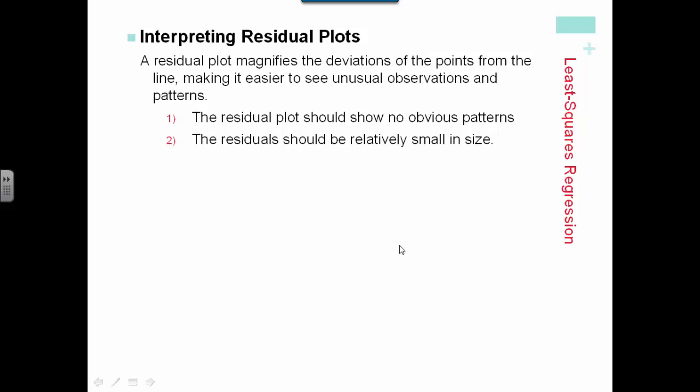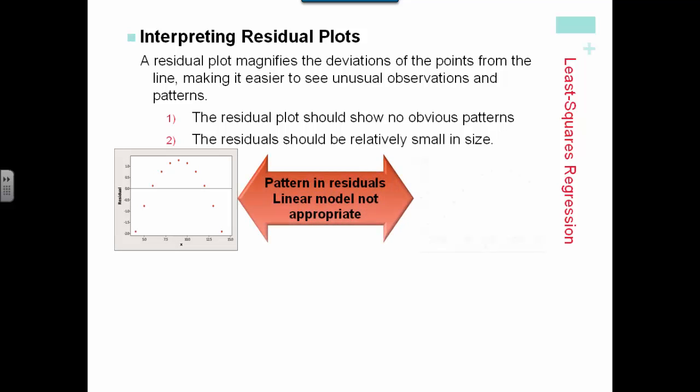A residual plot magnifies the deviations of the points from the line, making it easier to understand unusual observations and patterns. The residual plot then should show no obvious patterns. They should be relatively small in size. So patterns in residual plots tell us that the linear model is not an appropriate model for the data.